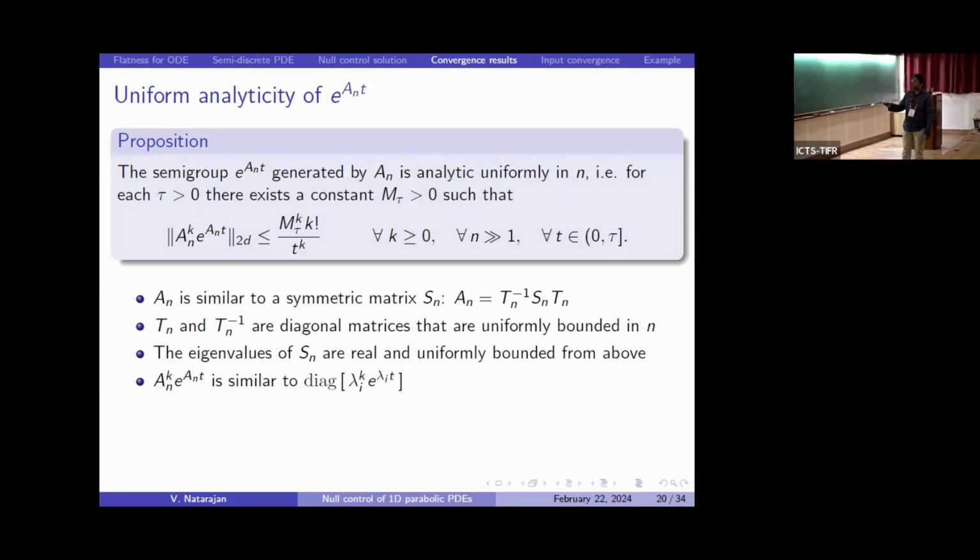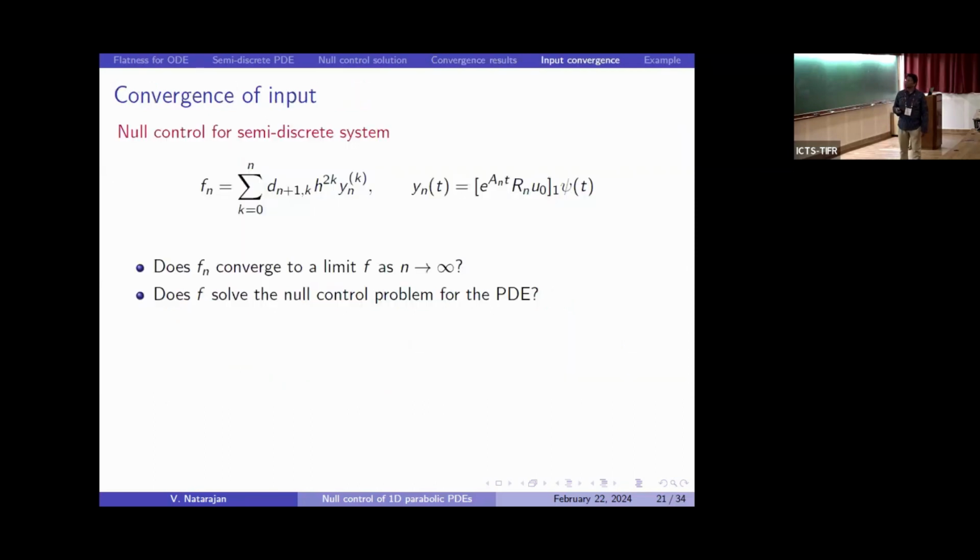Okay, so the eigenvalues of Sn are also uniformly bounded from above. So in other words, this matrix we are looking at, An to the power k e to the power An t, is nothing but a matrix similar to a diagonal matrix whose entries are of this type, lambda_i to the power k e to the power lambda_i t, where lambda_i has an upper bound which is independent of n. So these entries satisfy an estimate like this, so we can clearly see that this matrix also satisfies an estimate like this. All right.